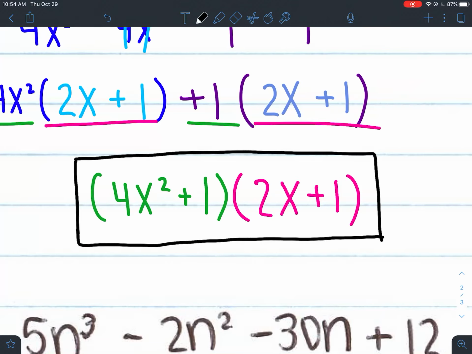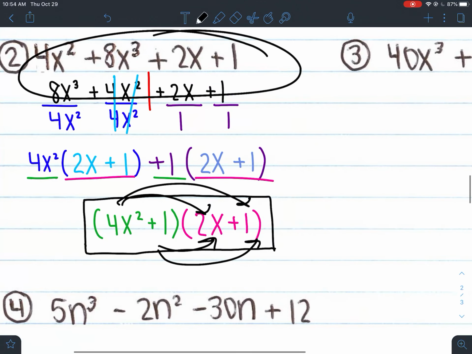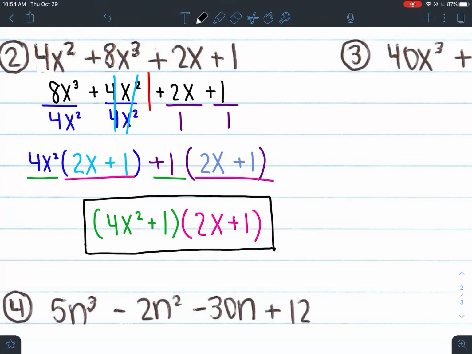Now, how do I check to see if this is correct? I can double distribute like this and see if I get the same expression that I started with. So you can always check when you're done.